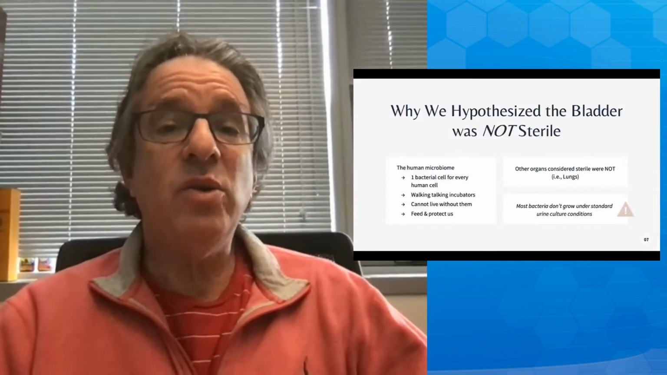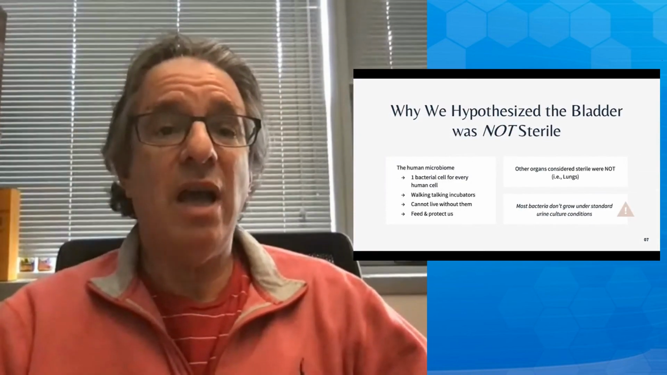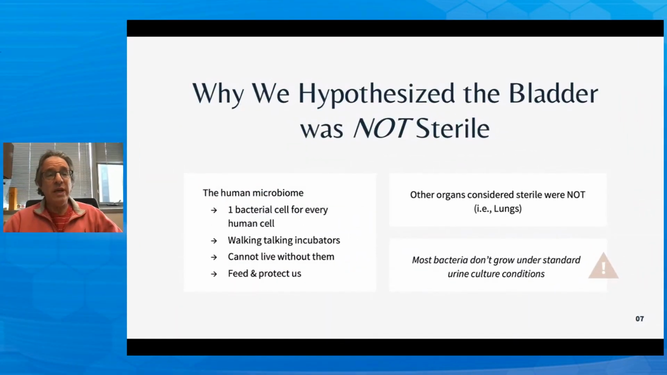Okay, so here's why we hypothesized that the bladder was not sterile. First, we knew about the human microbiome. There's one bacterial cell for every human cell. We are simply walking, talking incubators. We can't live without them. They feed us, they protect us, they educate our immune cells, they provide us with energy, they give us vitamins, all sorts of things, right?